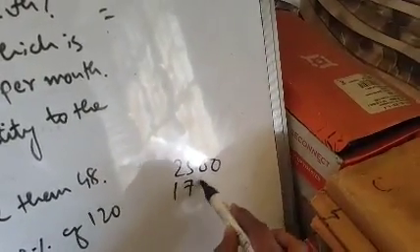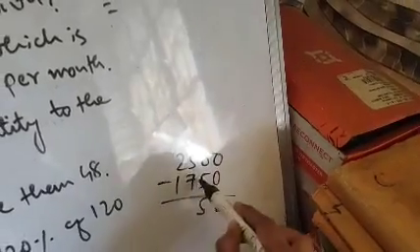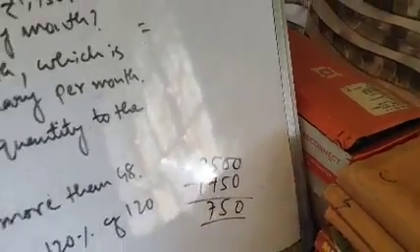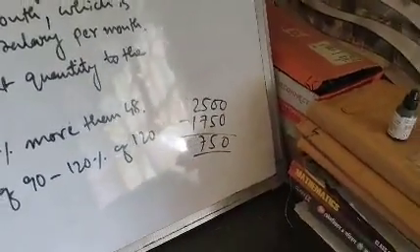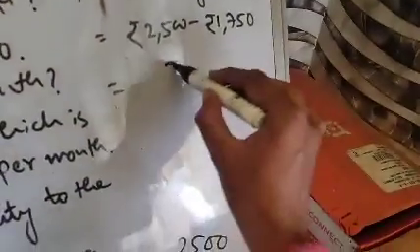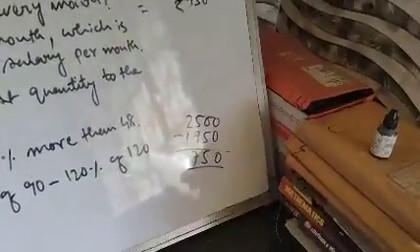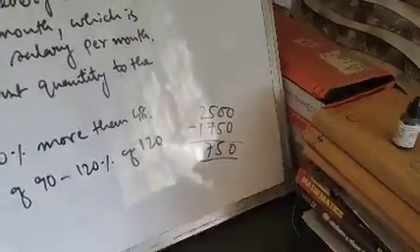2500 minus 1750, so rupees 750. 750 and 750, that is 2500. So 750 rupees he saves per month.